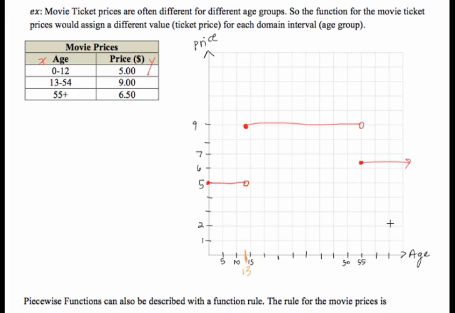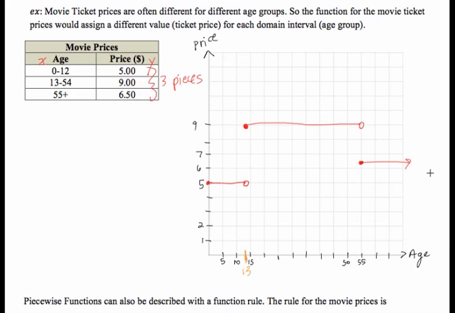Okay, now this is a piecewise function because, as you can see, there are 3 pieces. And it's just defined differently for different parts of the domain. There's not one formula like an x squared or something that will get you these y values. You just have to say, well, if your x value is between 0 and 13, you pay 5. If your x value is between 13 and 55, y is 9. If your x value is greater than 55, y is 6.50. So that's a piecewise function.